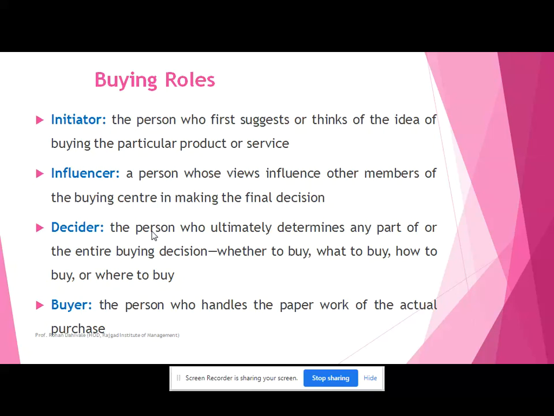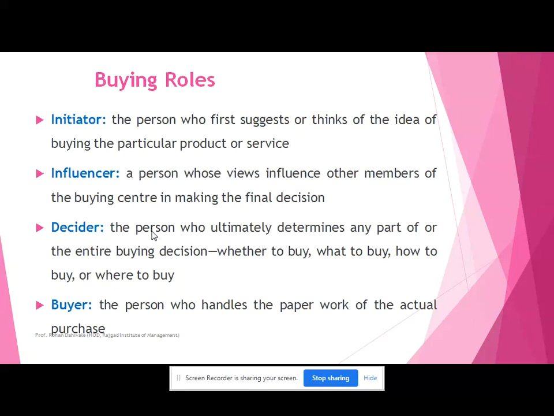So now we will see these seven roles. First we will start with the initiator. Who is the initiator? The initiator is the person who first suggests or thinks of the idea of buying a particular product or service. That will be the person who first of all suggests the idea of purchasing. As he is the first person, we say that he is the initiator.